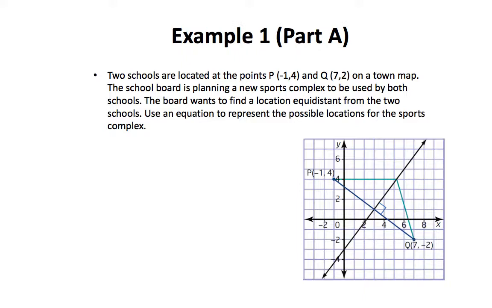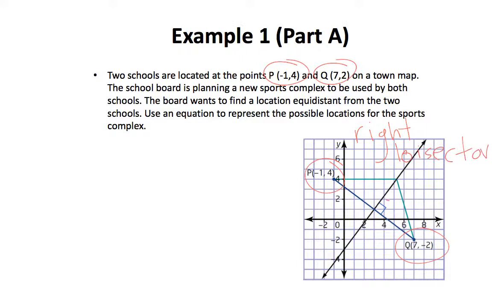Let's begin by breaking down this question. Points P and Q are clearly marked on the diagram. The blue line, which connects the two schools, is a line segment, while the black line is a right bisector. It is a line that passes through the midpoint of a line segment and intersects it at a 90-degree angle. So let's label it as a right bisector.